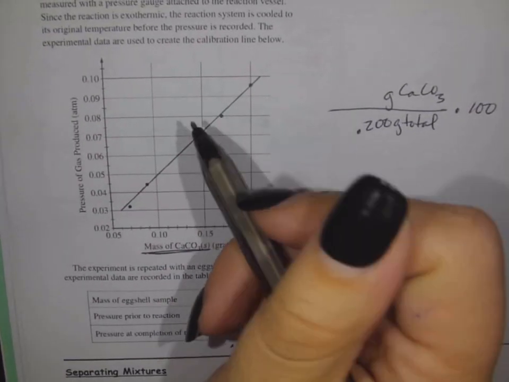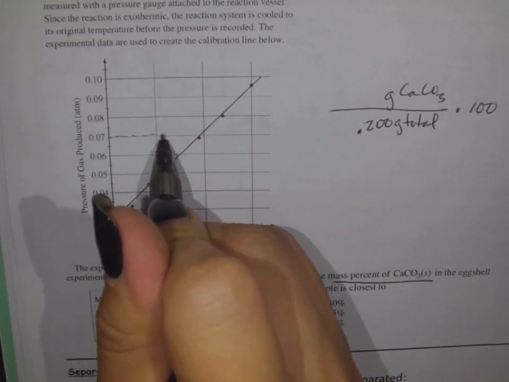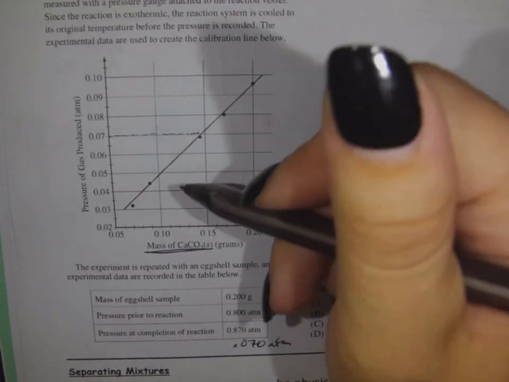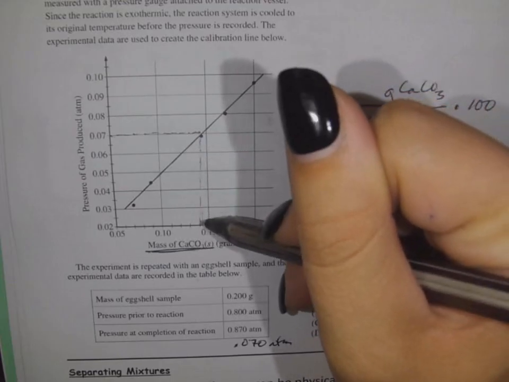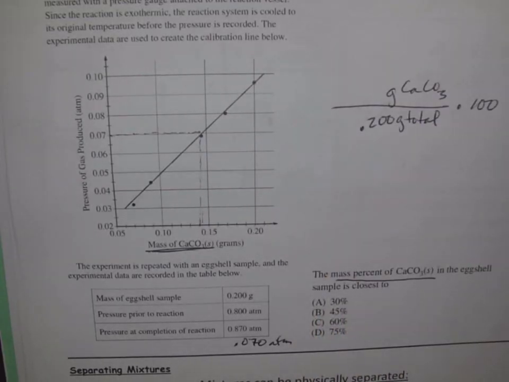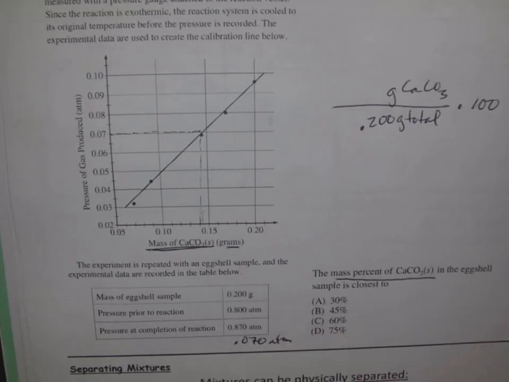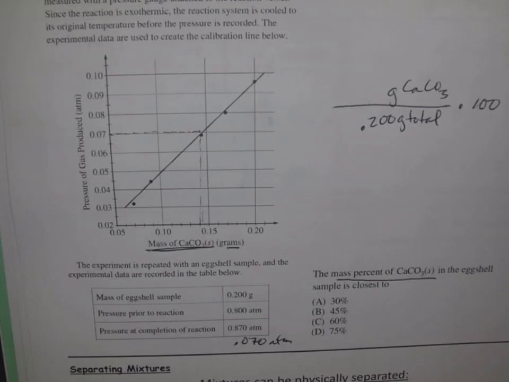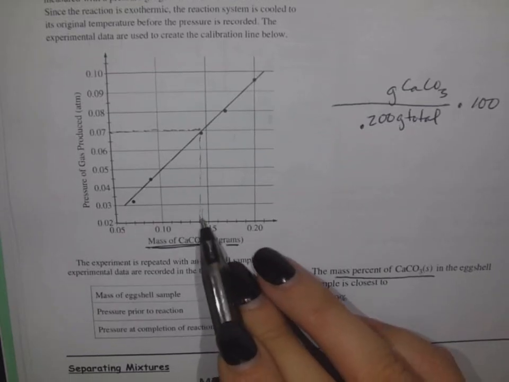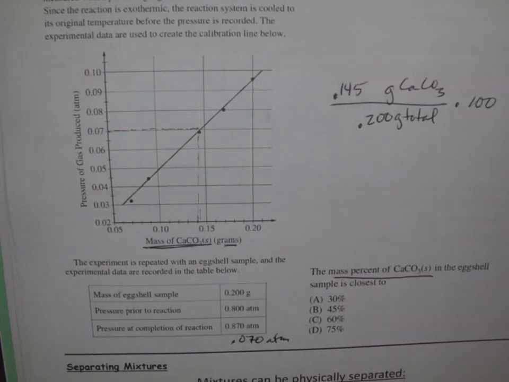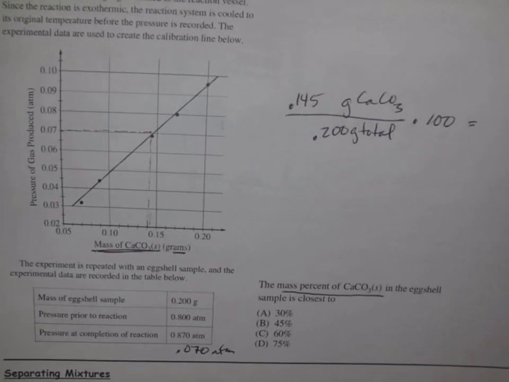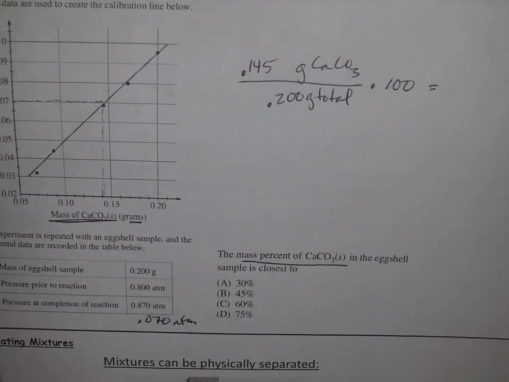All right, so if we produced 0.07 atmospheres of gas, it looks like that was roughly 0.15 grams of CaCO3, 0.14, or in between. It's kind of hard to tell. Let's do 0.145. We'll see how that goes. Grams of the CaCO3. All right, let's check. Let's see if this is even an answer option.